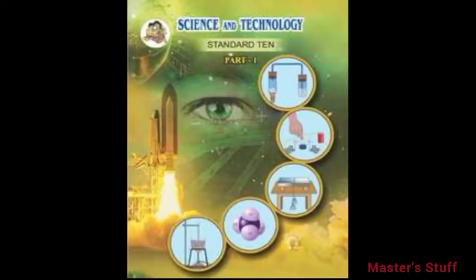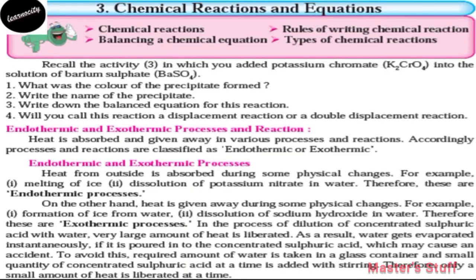We are going to study Science and Technology Part 1st. Chapter 3, Chemical Reactions and Equations. In the last video, we had already studied about chemical reactions. What rules are needed to write down the chemical reaction? How to balance the chemical equation?